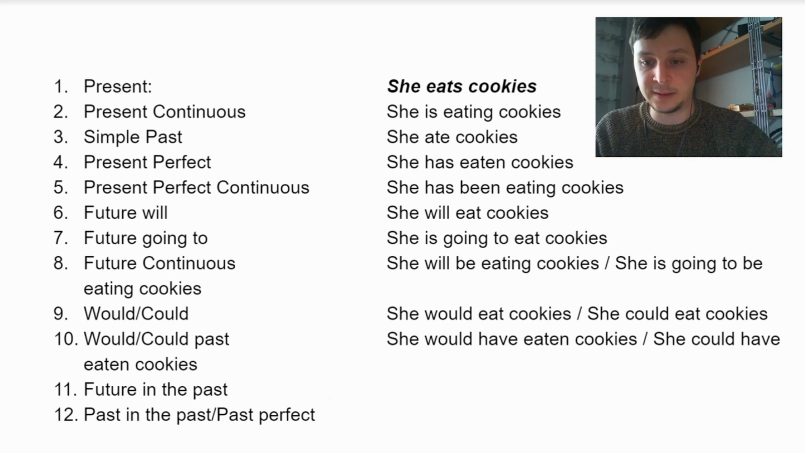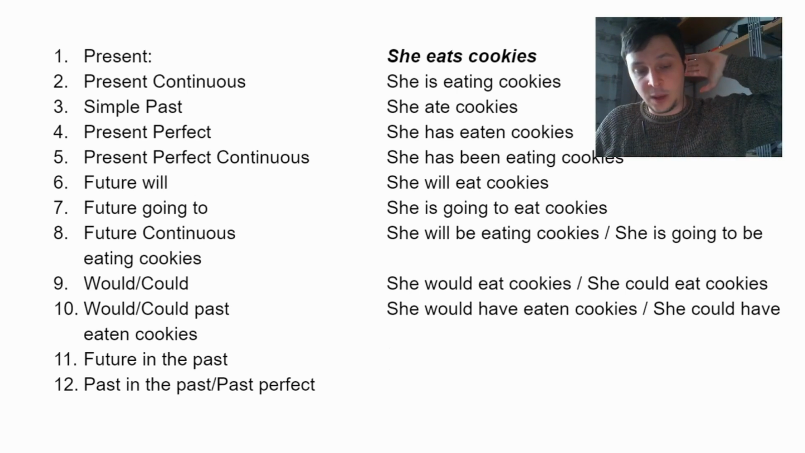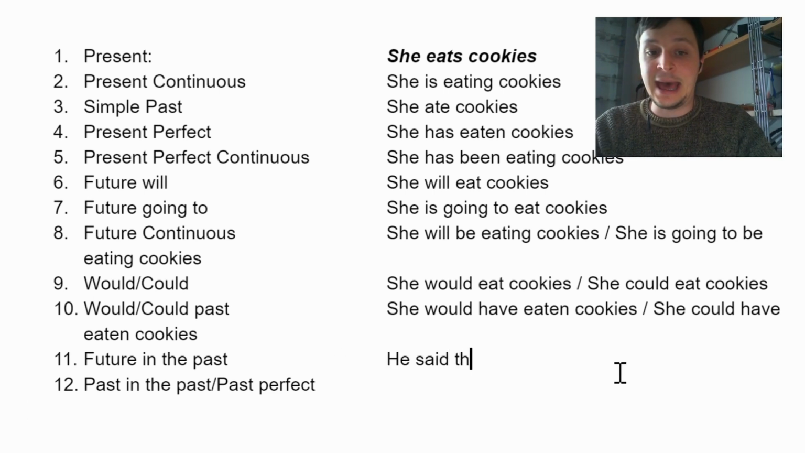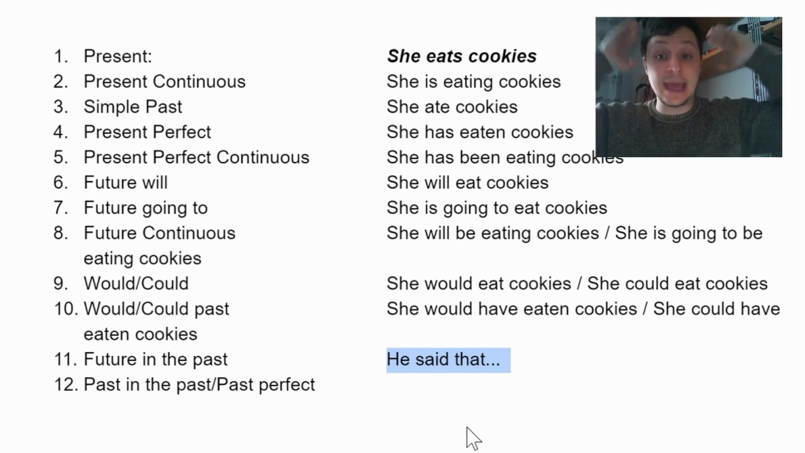Future in the past. Let me slide this up. Future in the past. What is future in the past? Well, future in the past is when you talk about the future while in the context of the past. Okay? So let's put a context of the past. So let's say he said that. So this gives us the context of the past. Ha detto che, he said that. He said in the past.